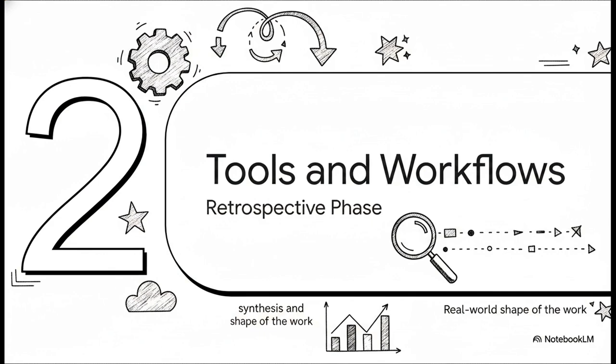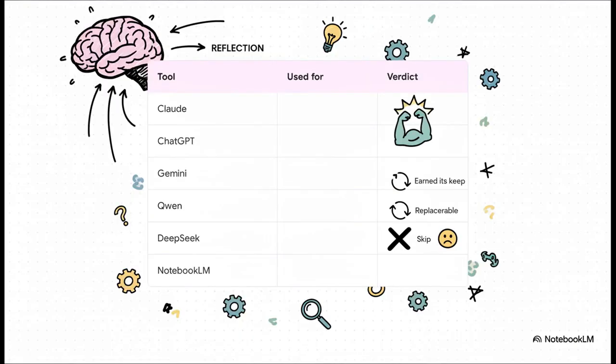Moving right into Section 2, Reviewing Tools and Workflows. This is our retrospective phase, where we look backward at the tools you used and the actual real-world shape of the work you just finished. When you're listing out the major models you used, you've got to be brutally honest here. Look at Claude, ChatGPT, Gemini, all of them.